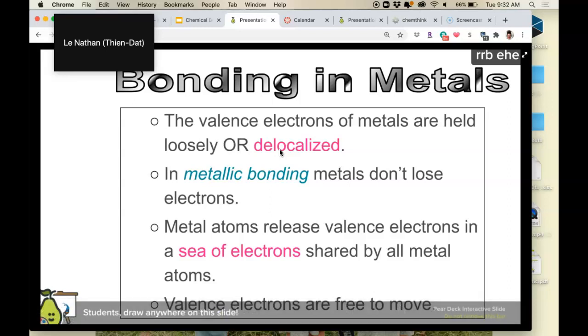So in metallic bonding, they don't lose electrons. Their electrons just move freely between the other metal atoms. And they call this a sea of electrons.